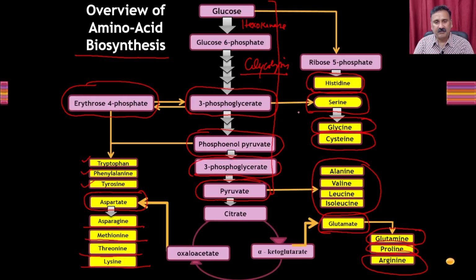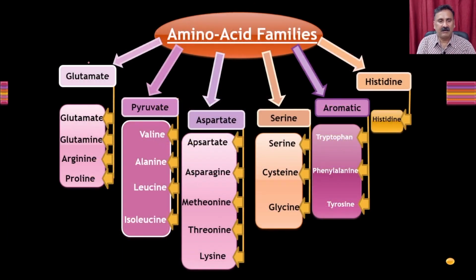Now, based on this, amino acids can be classified into different families. So you can have the glutamate family. From the glutamate family, you can have the synthesis of glutamate, glutamine, arginine and proline. Similarly, from the pyruvate family, you can have the synthesis of valine, alanine, leucine and isoleucine.